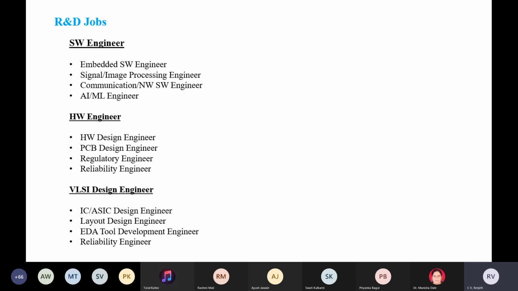There are only three kinds of jobs in R&D: software, hardware, or VLSI design. Okay, and within that, there is a lot of specialization, actually. So you need to first decide, actually. That is the most important thing, and your career objective should clearly highlight that. Okay, so you cannot vaguely say that I want to work in embedded system. That's not the right objective, actually. It should be very specific, yeah?